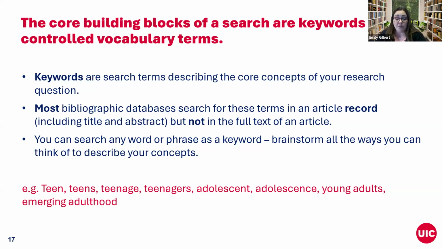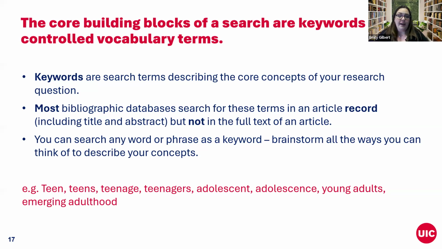You can search any word or phrase as a keyword. There are mostly no limitations, unless you're really trying to break it. But just brainstorm all the ways you can think of to describe your concepts. There's an example at the bottom for all the ways you could say teenager. The reason it's important is because you want to make sure you are using all of the common language for these terms, because different authors are going to say things differently. So it's important that you're trying to get all of it because remember, this is our fishing net search where we're trying to get everything in one search.